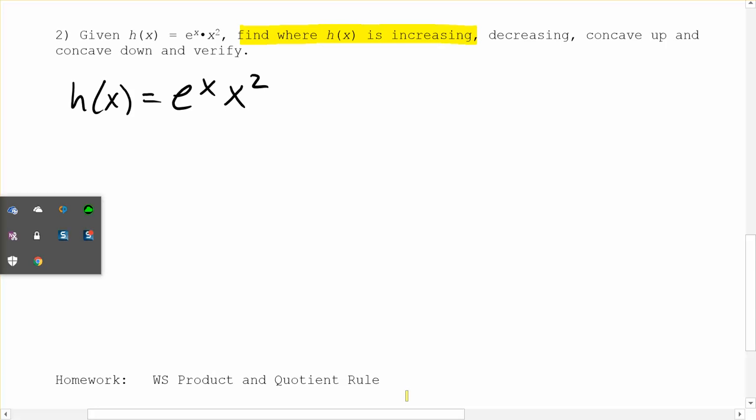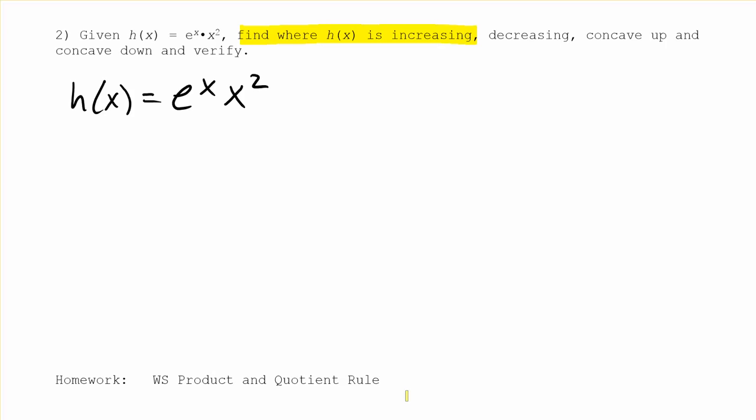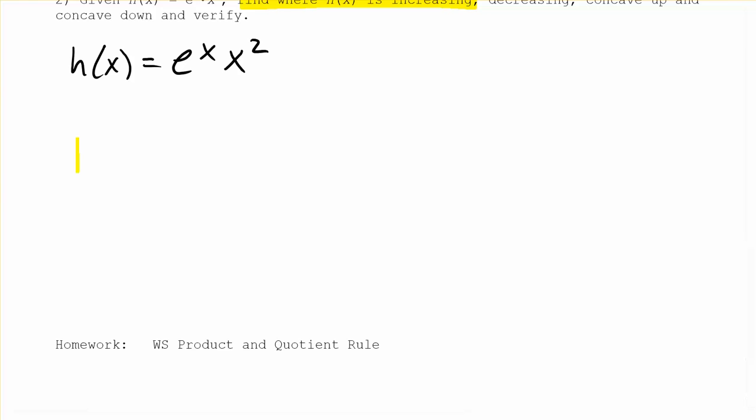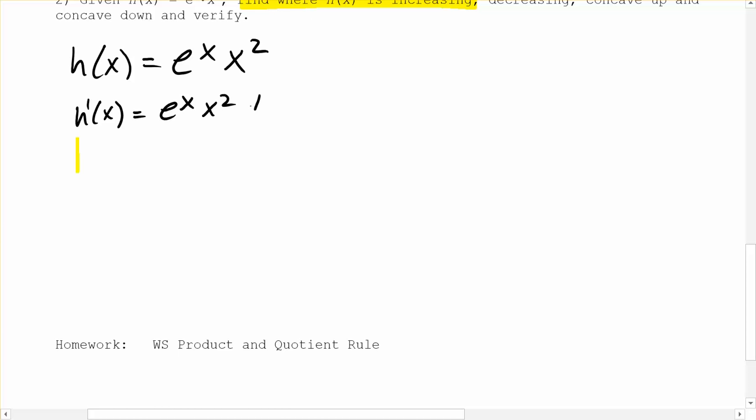You have done this many times. Have you found where functions are increasing? Yeah, we did a whole test on this. We did first derivative test, second derivative test. The only thing now that's different is the function is a little bit more complicated. So you did the derivative. I saw many of you do the derivative properly, and you get h prime of x is equal to the derivative of the first times the second plus the first times the derivative of the second.